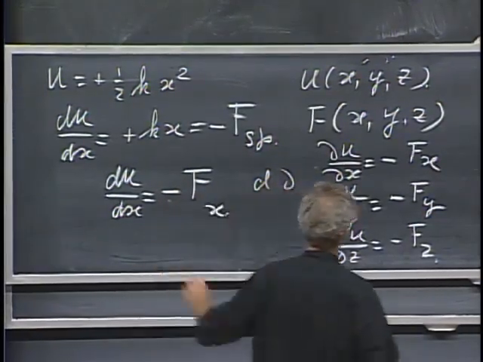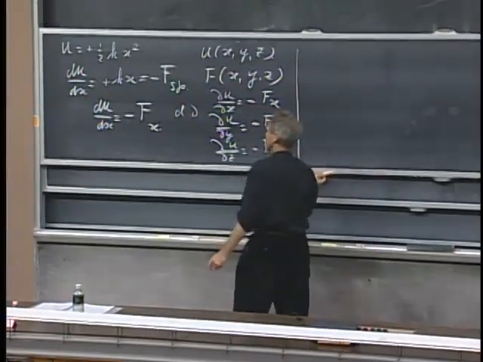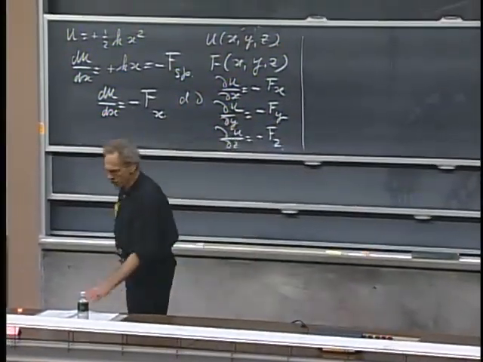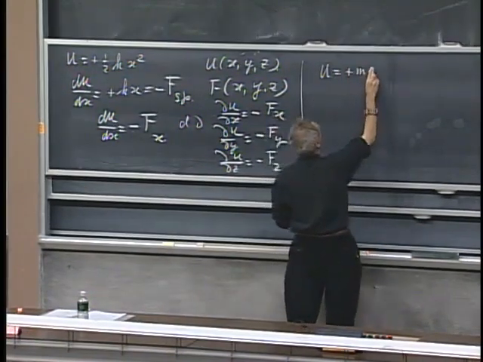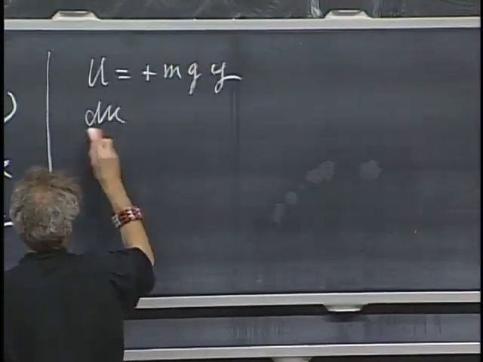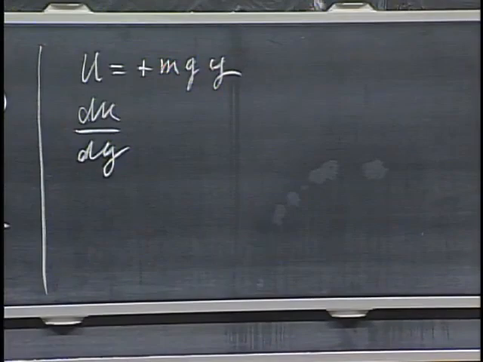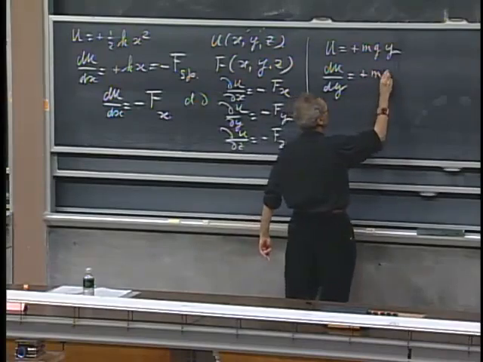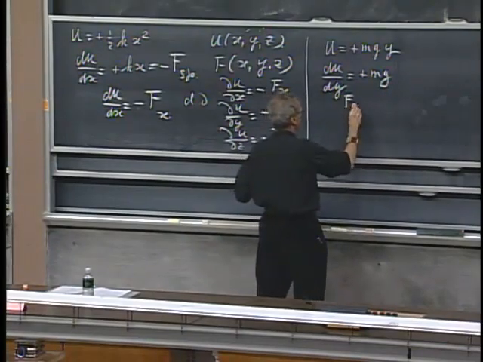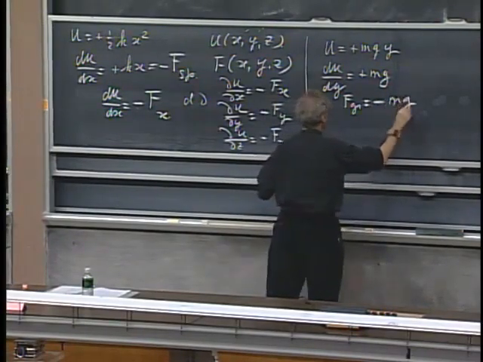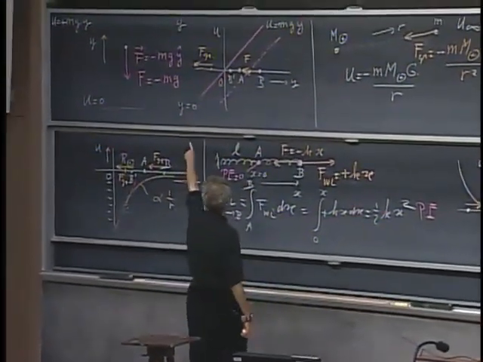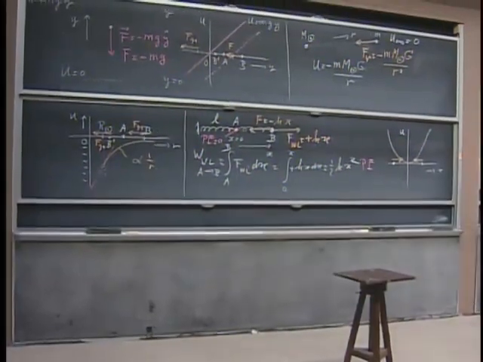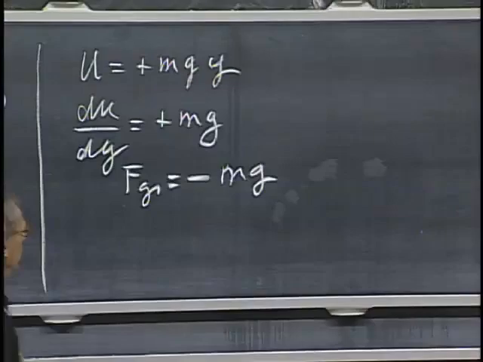If we go back to the situation where we had gravity near Earth, we had U equals plus mgy. So what is dU/dy? This is a one-dimensional situation, so I don't have to use partial derivatives. I can simply say dU/dy. That is plus mg. And notice that the gravitational force was minus mg. Remember, the minus sign is still there. And so you see that here, indeed, dU/dy is minus the gravitational force.